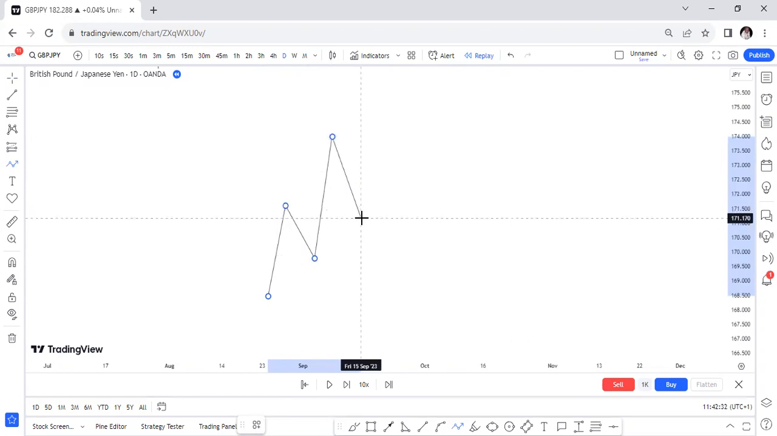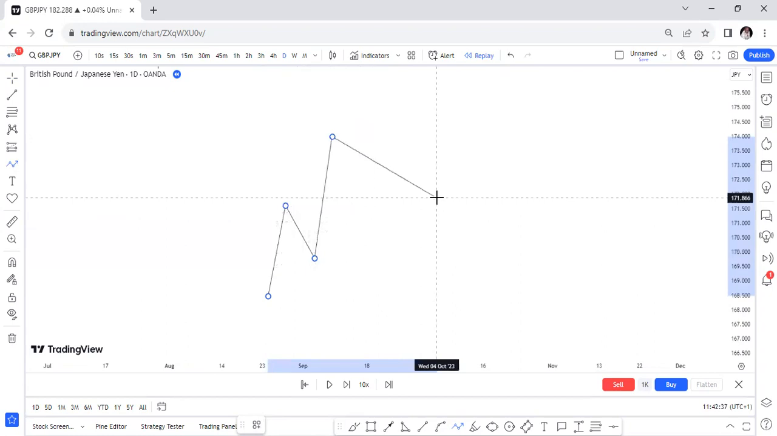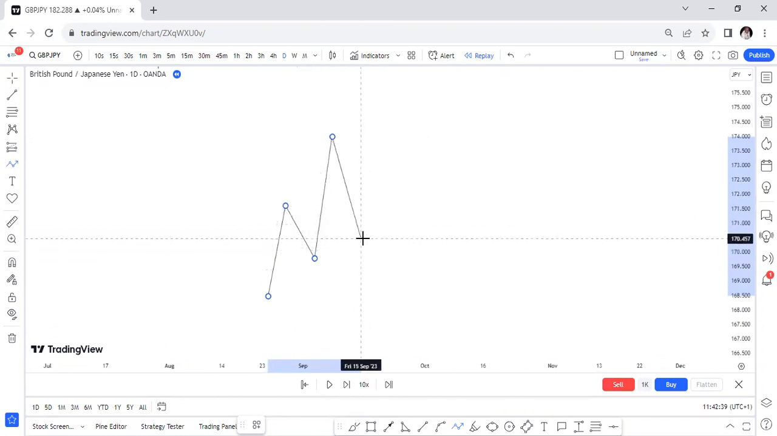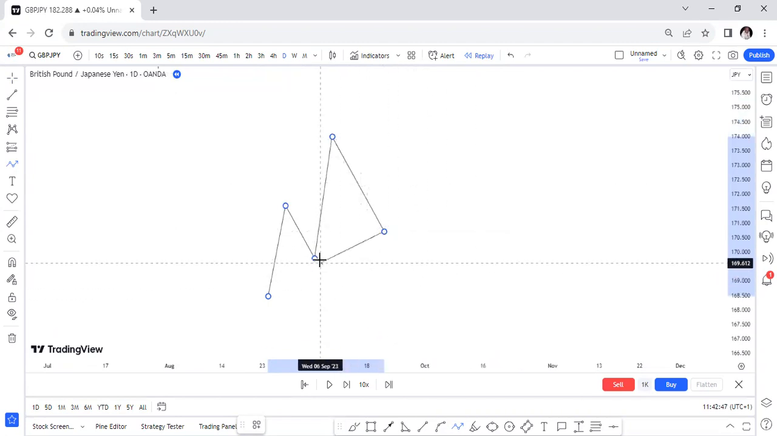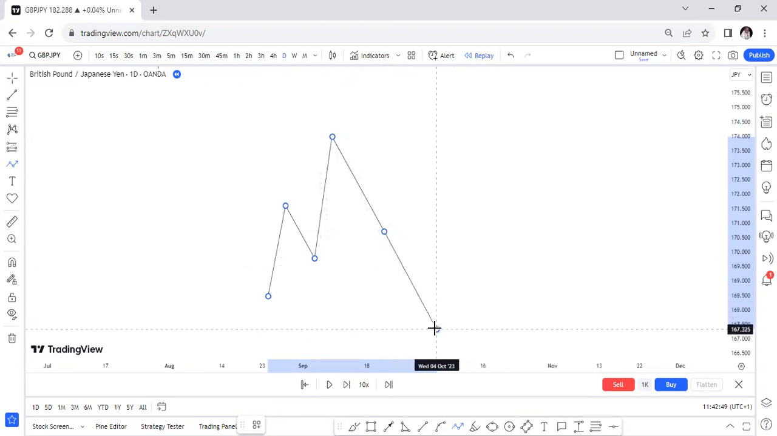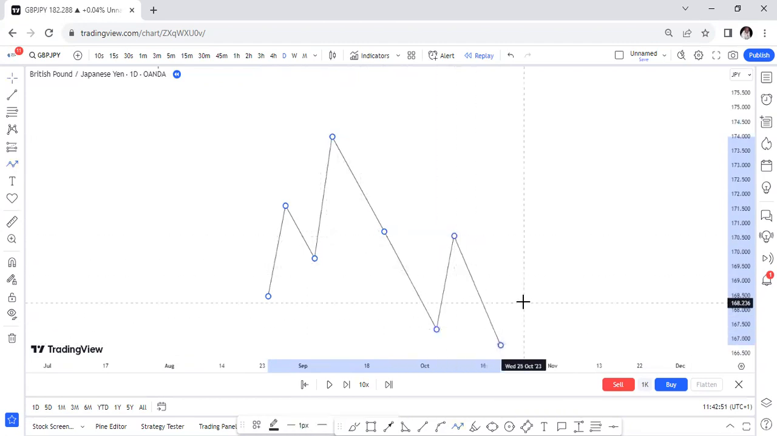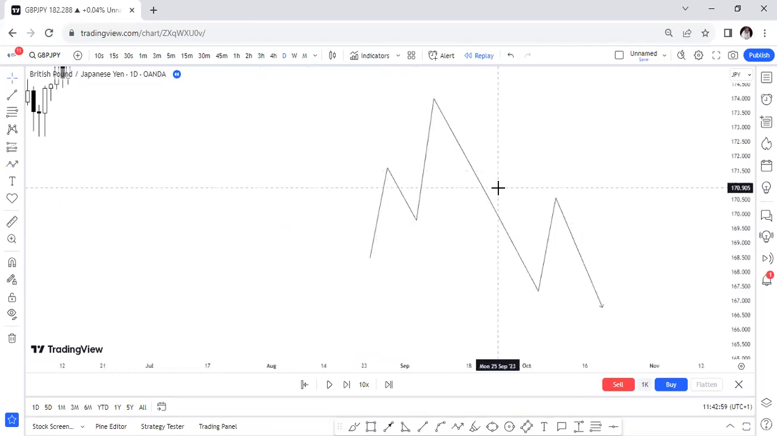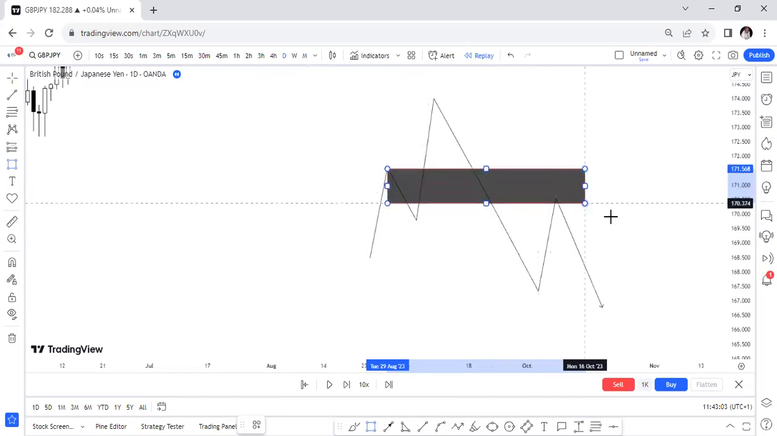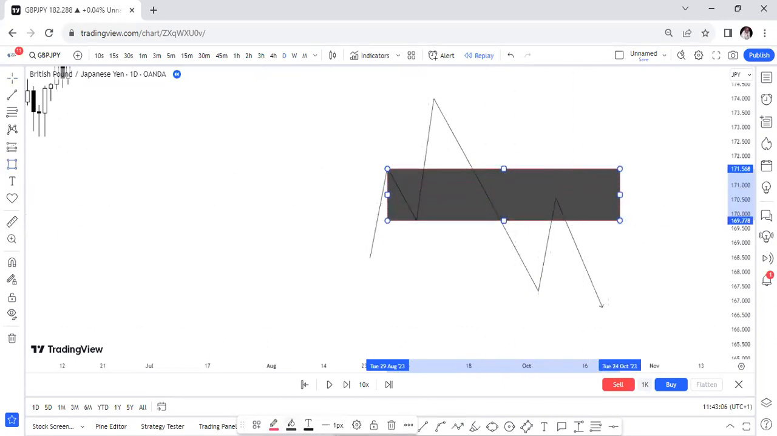This is a zone. It's supposed to click here and move higher. But instead of that, it breaks through it and closes below this level, then starts moving lower. So that's a change in direction of the previous trend. This becomes your new engulfing level.